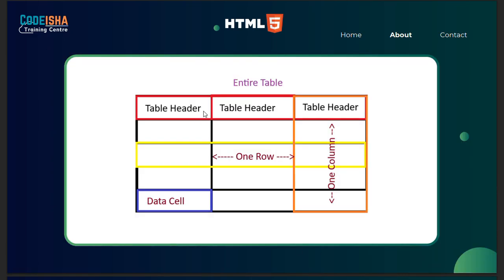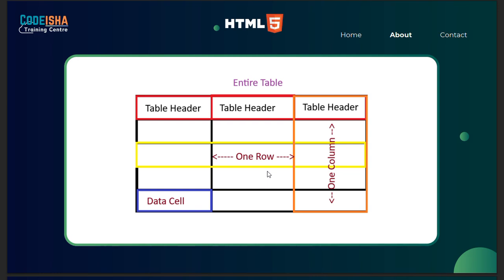Here's a simple picture about that. This outline is the table. The red color indicates the table headers. The yellow color indicates one row, and the orange color indicates one column, so the entire vertical strip in the table is one column, and this is one row. This is a simple data cell, and in the data cell we give the values. Based on the headers we have given, we give the values. Up to here everything okay?